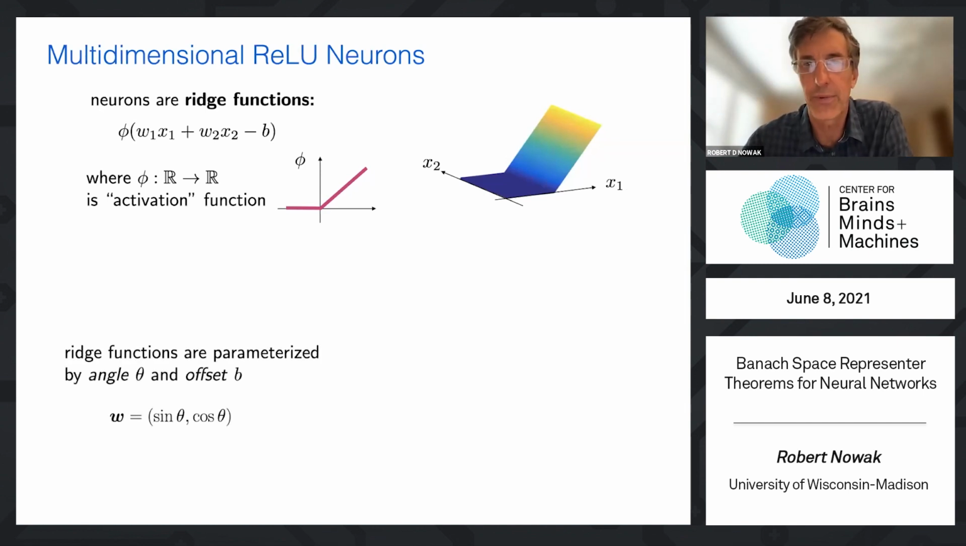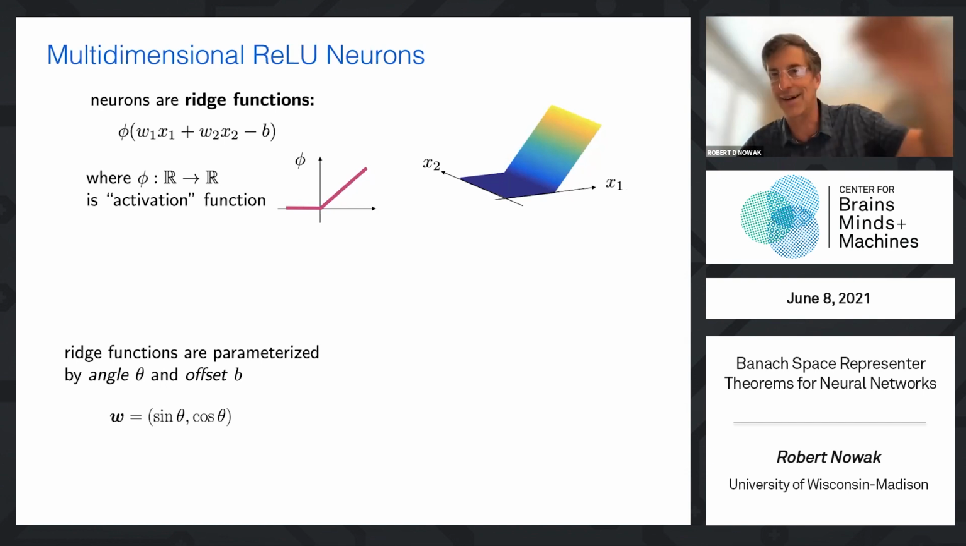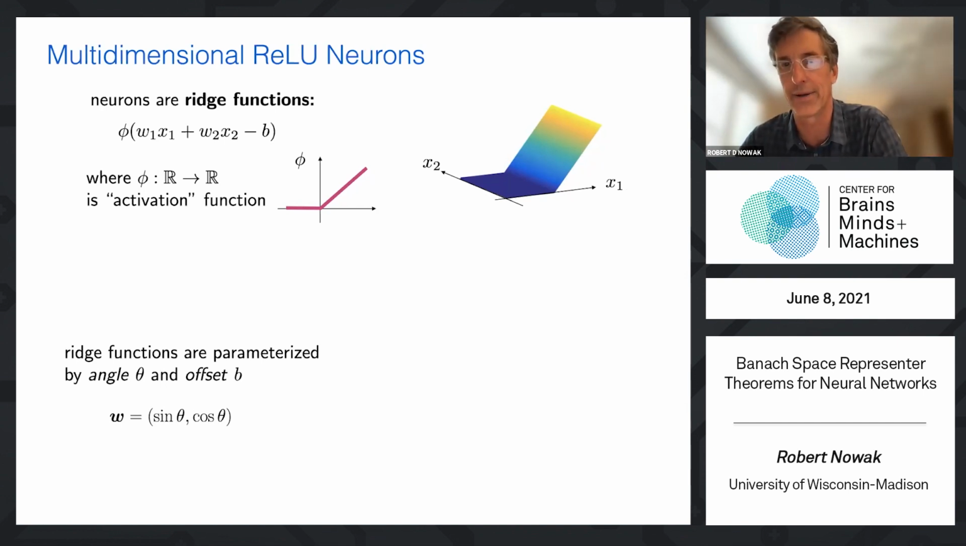Now, what's important here is that this rectified linear unit only varies in one direction, the direction indicated by the weights W1 and W2, and then it's constant in the other direction, orthogonal to that direction of the ramp. And so this is what's known as a ridge function.